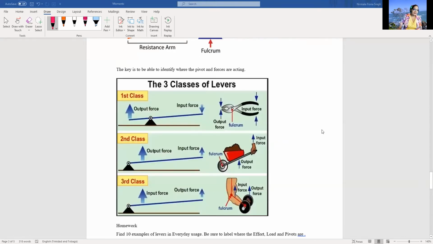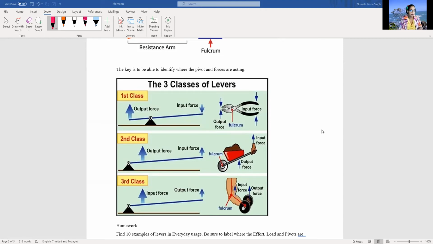So we have three classes of levers. It's not necessarily something you all need to know for the exam, but there are different types of levers because they look different. But when you think about them, they basically behave the same way.